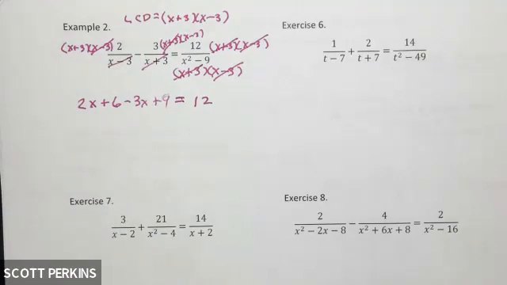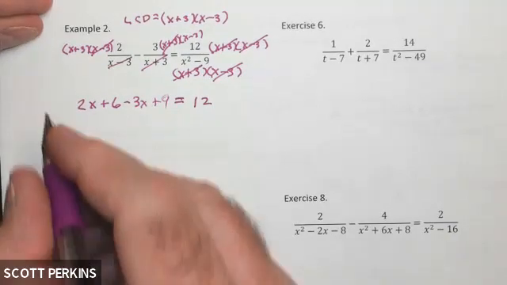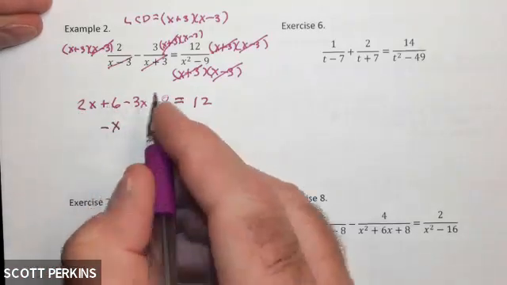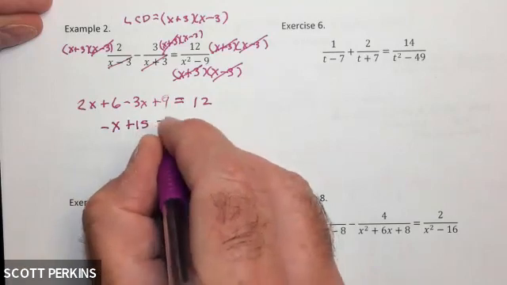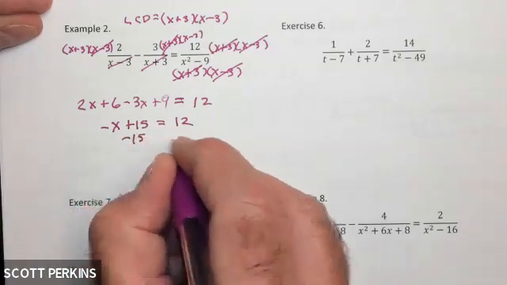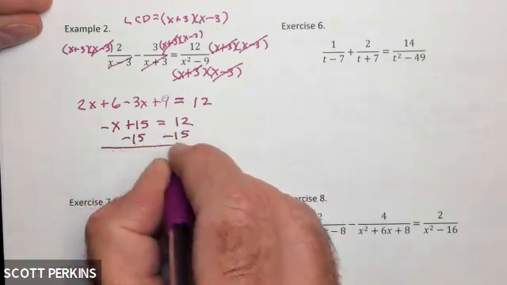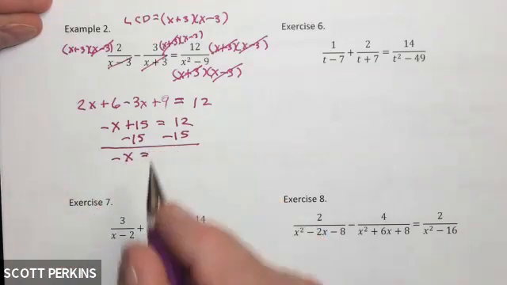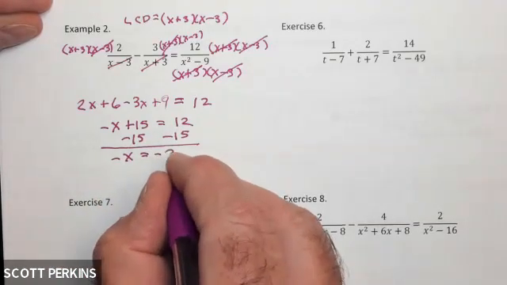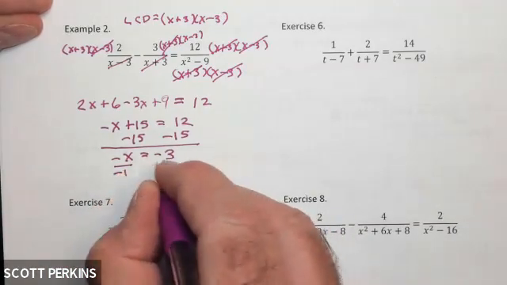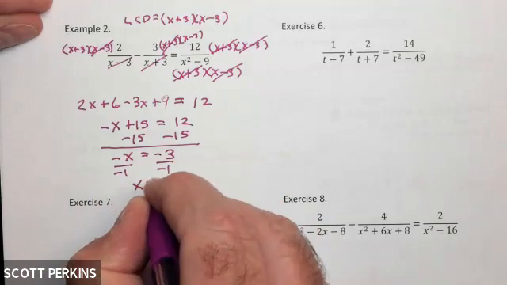Oh, good. I got a linear equation. That's fantastic news. Let's go. 2x minus 3x is negative x. 6 plus 9 is 15. Let's subtract that 15 from both sides because we've got to get the x on one side, the number on the other. That's our usual way to solve a linear equation. 12 minus 15 is negative 3. And when I divide by negative 1, I get x equals 3.